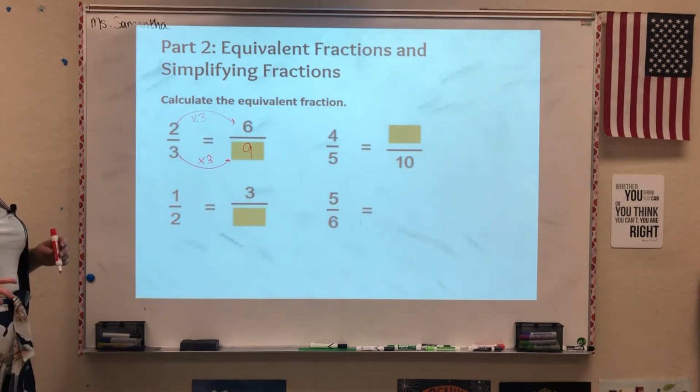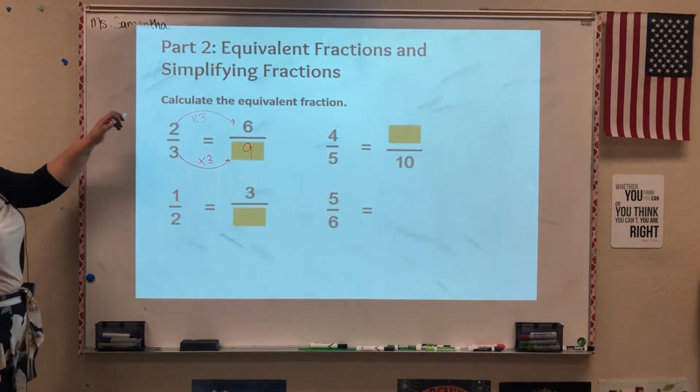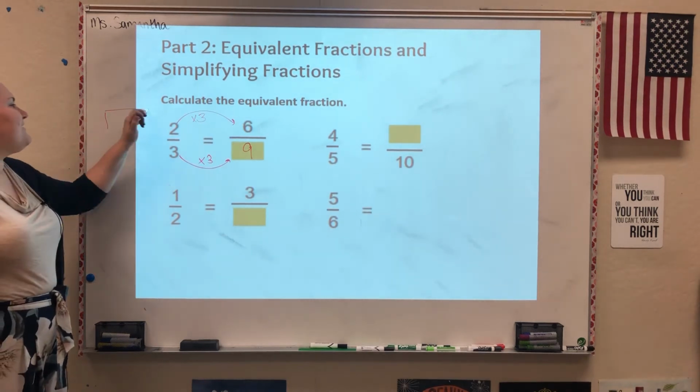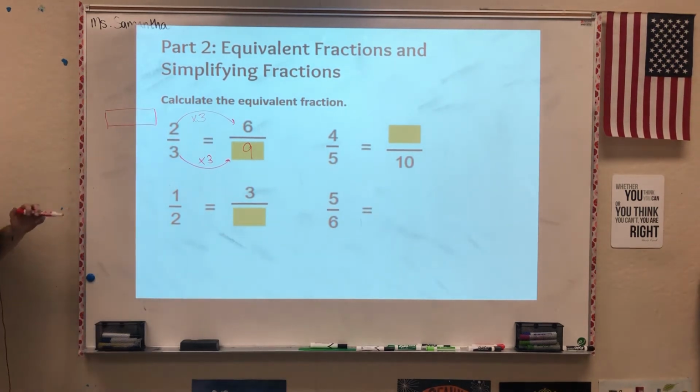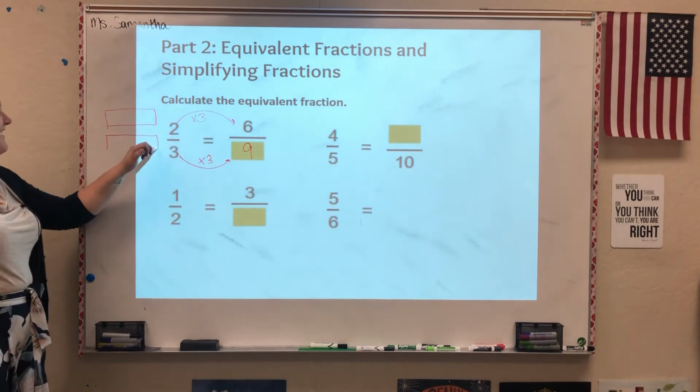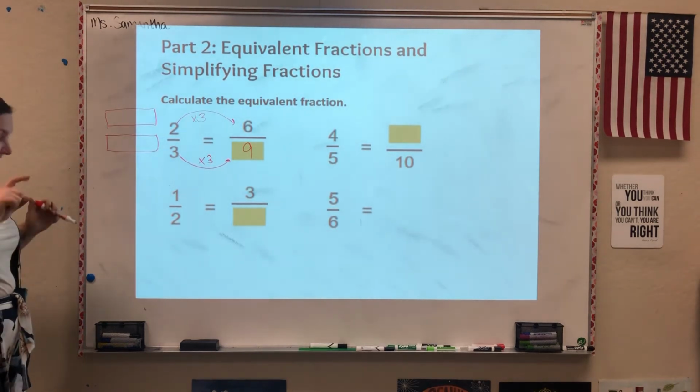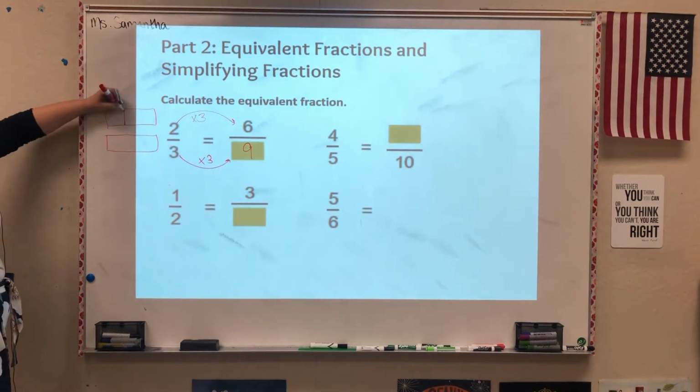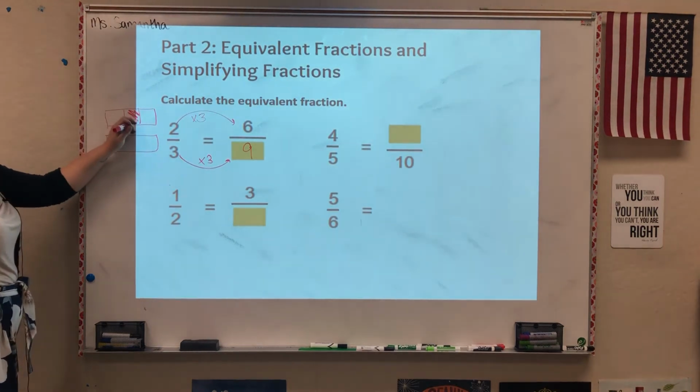You could always, if you want, confirm with a picture. So if I was doing 2/3, I'm going to draw a rectangle because they're so much easier than circles. I'm going to draw 2 rectangles that are the same size. The first one, 2/3, would look something like this.